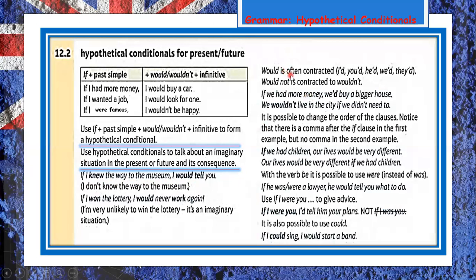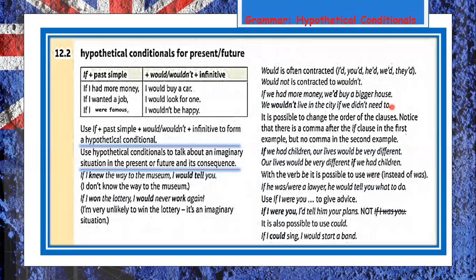We use would and it is often contracted. For example, I'd, you'd, he'd, we'd, and they'd. The contracted form of would not is wouldn't. If we had more money, we'd buy a bigger house. We wouldn't live in the city if we didn't need to.